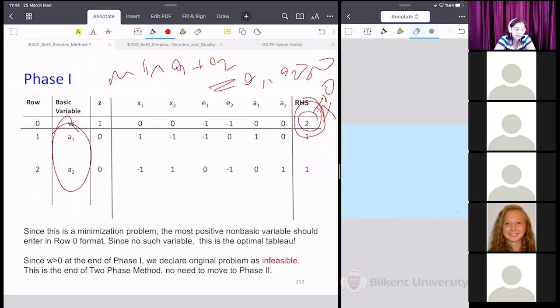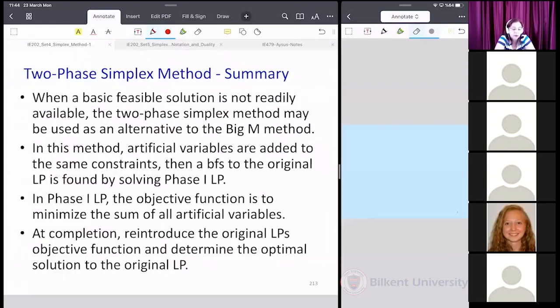All right, let's read them from here. So, when a basic feasible solution is not readily available, we do either two-phase or big M. Okay, in the two-phase, the artificials are again added to the same constraints. For the constraints where you need an excess variable or equality, you need to put an artificial variable in. In phase 1, the problem is minimizing the sum of those artificials.